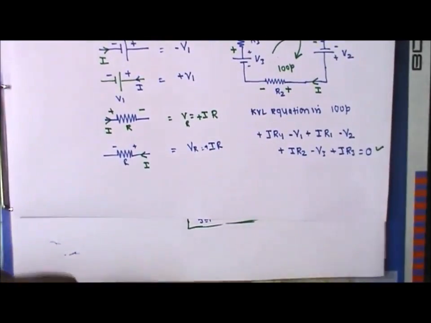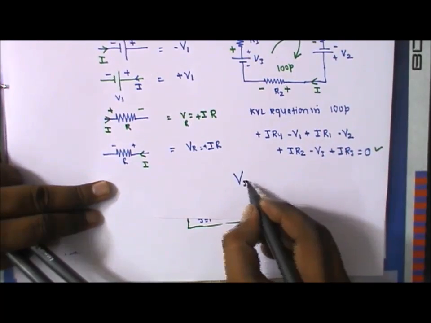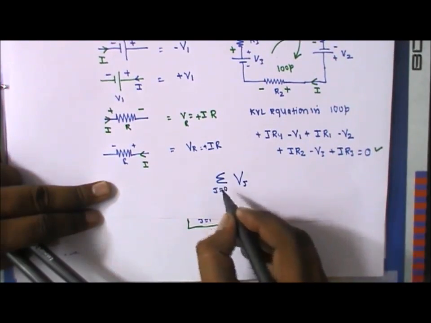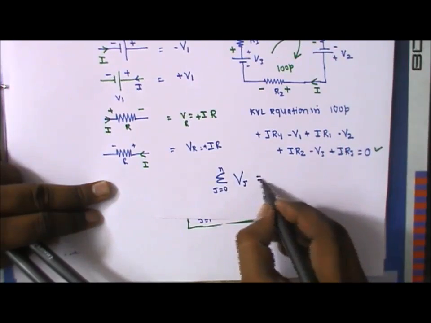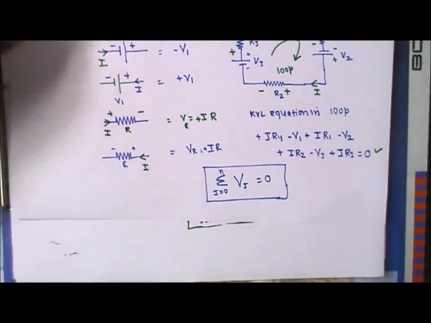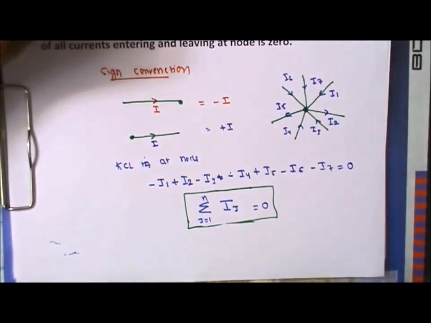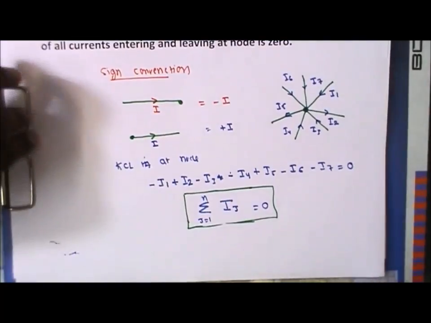Similarly, for the KVL equation, we can write the mathematical form. It should be the voltage drops, sigma of V_j for j from 1 to n, equal to 0. This is the basic mathematical expression for the KCL and the KVL. So I think you have learned how to write the KCL and KVL equations using the sign convention. Now let's move on to our next part, then we can solve some numericals in the coming lectures.